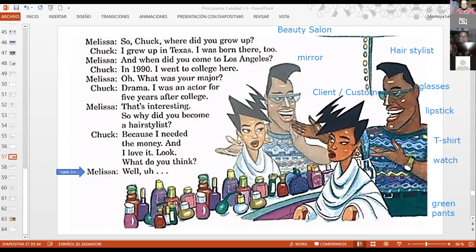Now I'll put you in pairs so you can practice the conversation 2 or 3 times, okay? Five groups. Please practice the conversation 2 or 3 times.